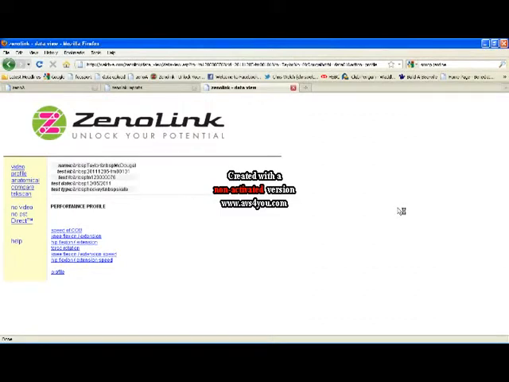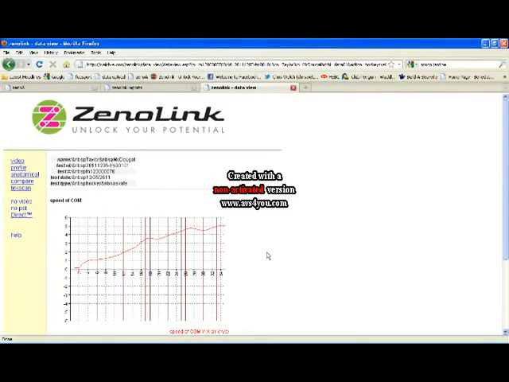This is a ZenoLink data view analysis for Taylor Macdougall. This is for a hockey skate acceleration from a dead stop collected in December of 2011. We will skip right to the center of mass acceleration.